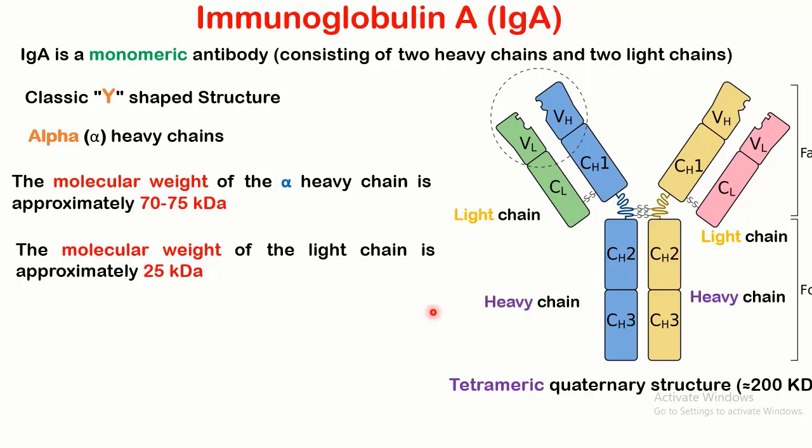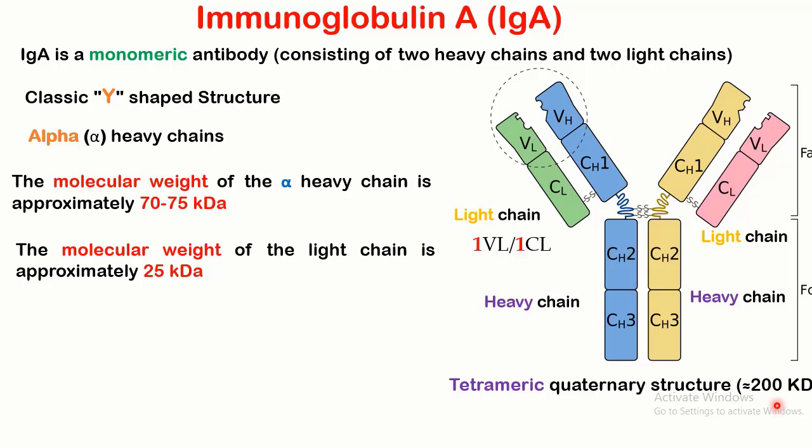If you talk about the tetrameric quaternary structure, that is nearly 200 kilodaltons, because this is 25, and this one is, say for example, 75, so 100 is coming from this side. This is one light chain, the molecular weight is 25 kilodaltons. This is another heavy chain, this is 75 kilodaltons. So this quaternary structure is actually about 200 kilodaltons.